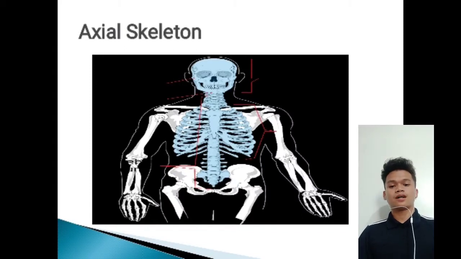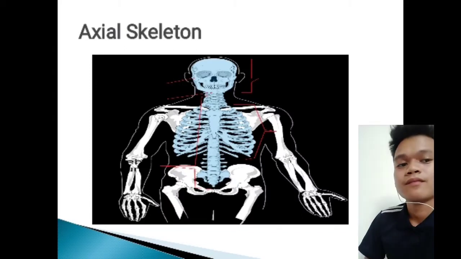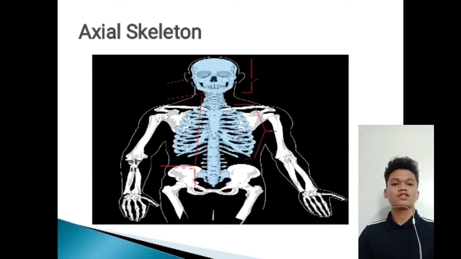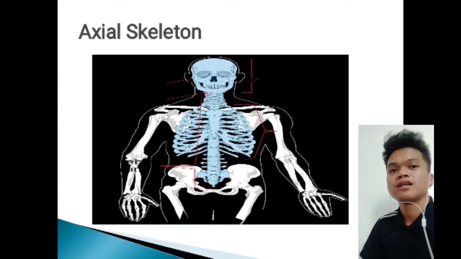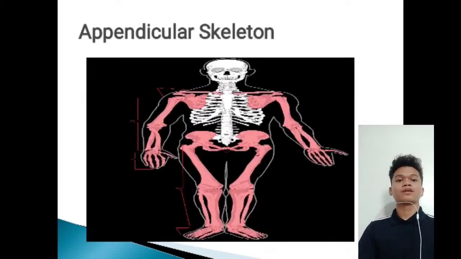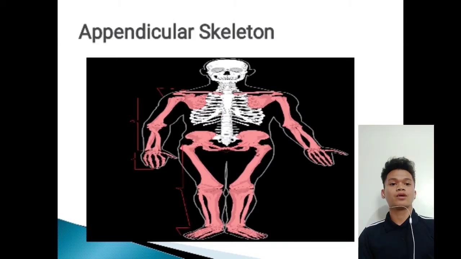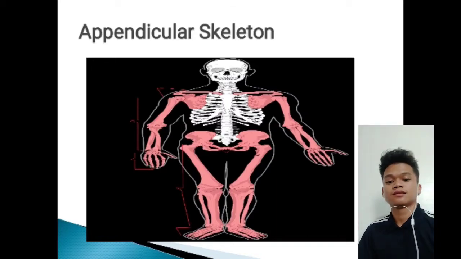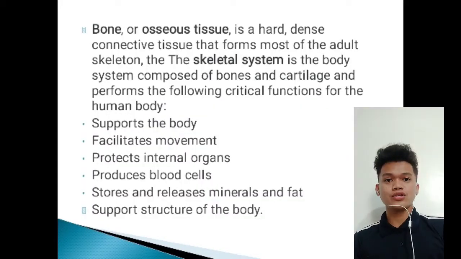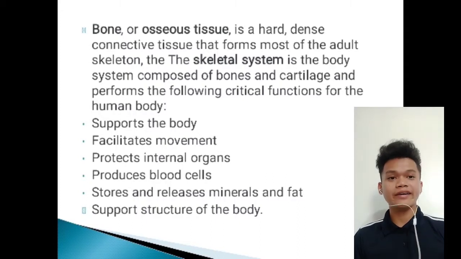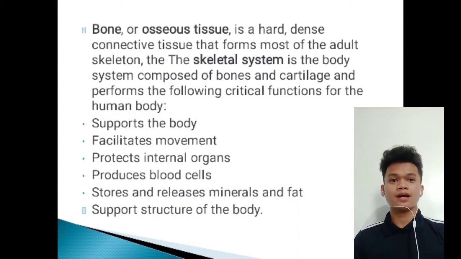So this is the picture of the axial skeleton. It covers your skull, your spinal cord, and your ribs. And the appendicular skeleton covers your arms, your hands, your legs, and your feet. Bone, or osseous tissue, is a hard, dense connective tissue that forms most of the adult skeleton.